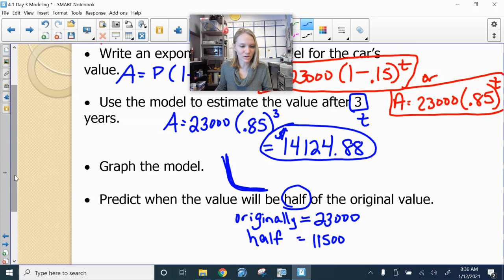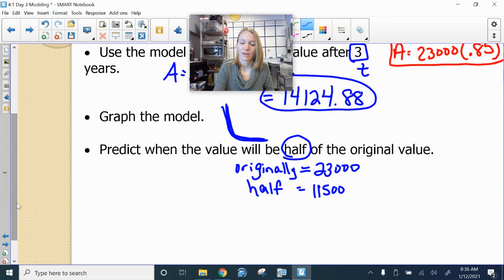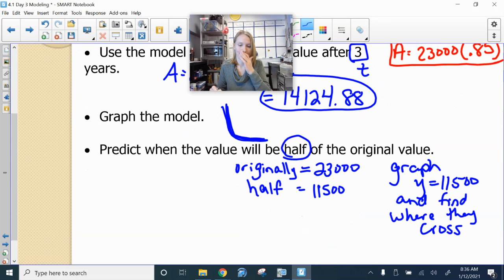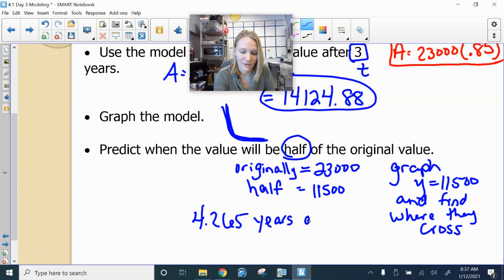So what we can do, I'm going to write this down. So you can graph y equals 11,500 and find where they cross. Okay. So our prediction then, it would be about 4.265 years after purchase.